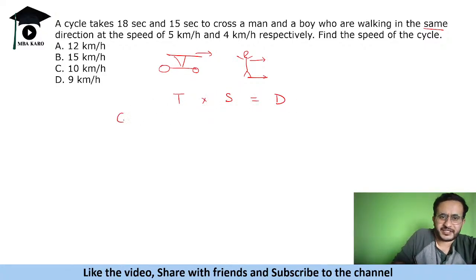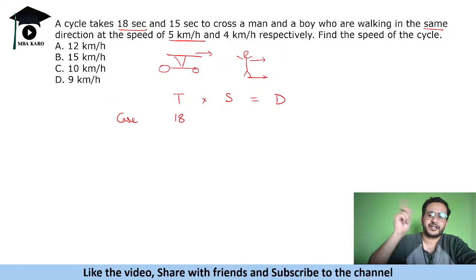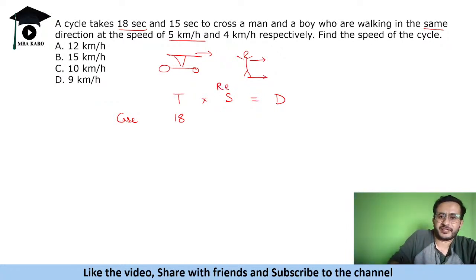So in the first case, we are given that time is 18 seconds. What is the speed? Speed is 5 kilometer per hour. But as I said, in case of a train or some object overtaking another thing, right? That speed is not 5. The speed is actually the relative speed. So this is always a relative speed. Okay, so suppose the speed of cycle is s. And they are going in the same direction, so it should be s minus 5.